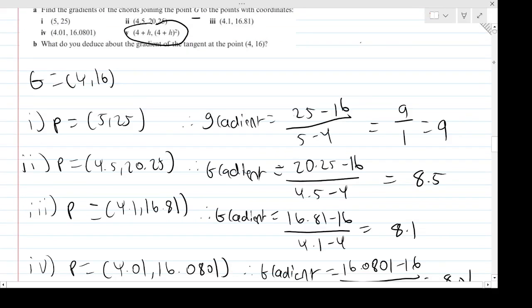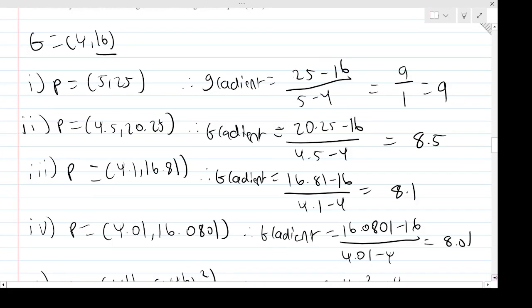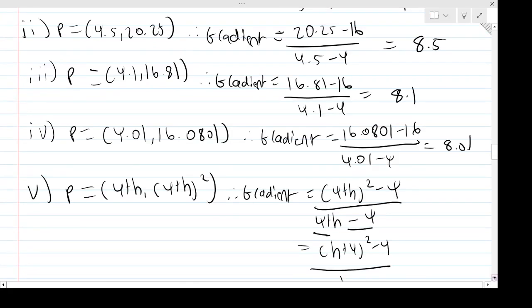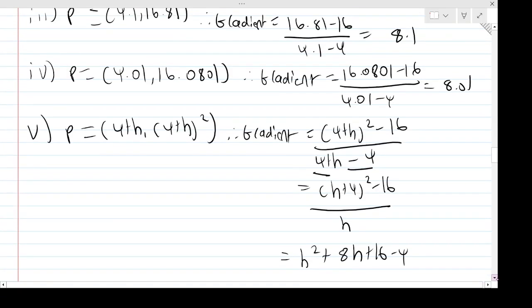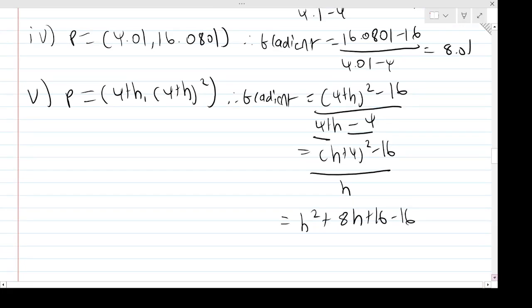Sorry, no, y is 16 for G, my apologies. So it should be take away 16 here, my apologies. 16, then be taken away as 16, all divided by h.